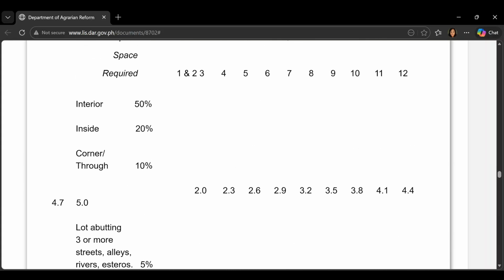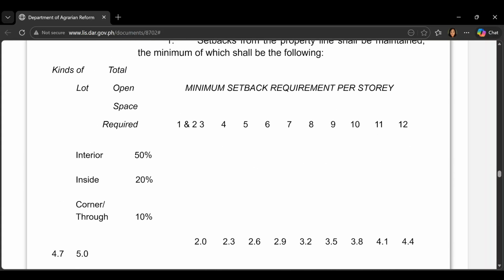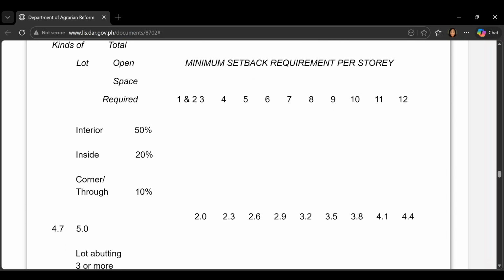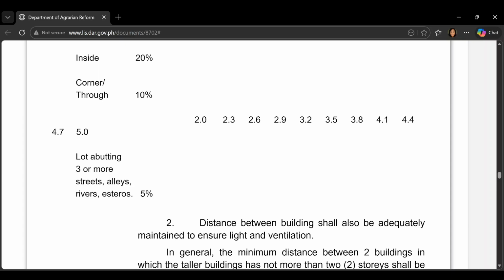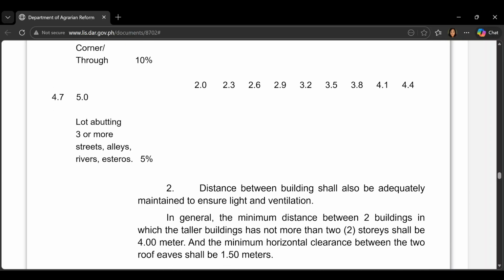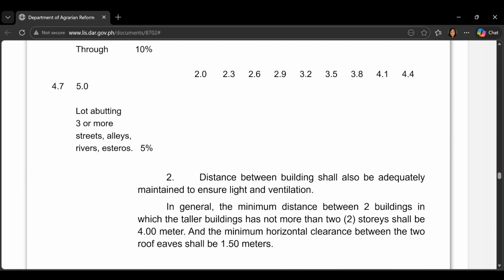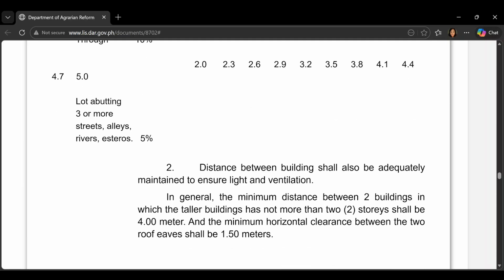Okay, so the table is not clear. For inside, 20%, corner through 10% open space. But the minimum setback is not clear in the table. Okay, so anyway, 2. Distance between buildings shall also be adequately maintained to ensure light and ventilation.